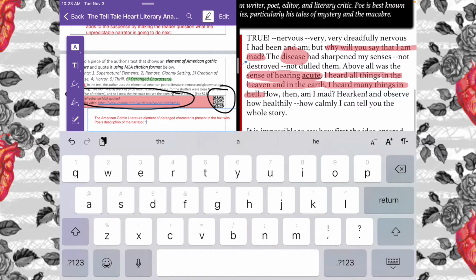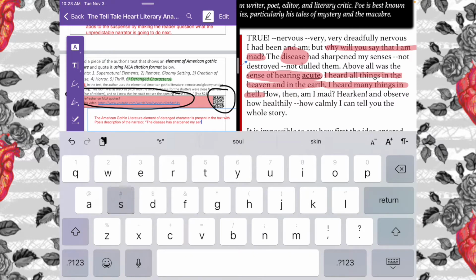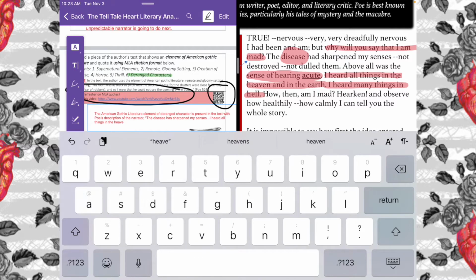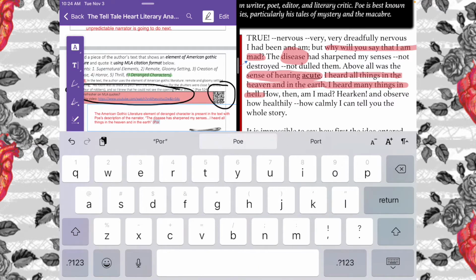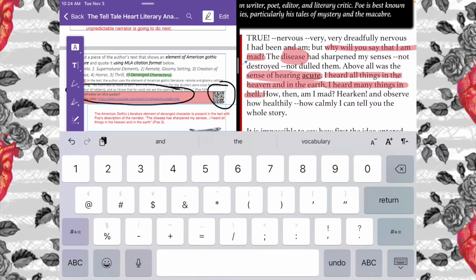So I have my text open and I'm going to copy a piece of text that shows this deranged character. Remember, you can use ellipses to take out pieces that you don't necessarily think are important. So here I'm going to put, the disease has sharpened my senses. And then I'm going to put an ellipsis and skip to something else that I want. I'm going to put, I heard all things in the heaven and in the earth. I'm going to end my quotation here. Parenthesis, author's last name, page number, and parenthesis, and period.